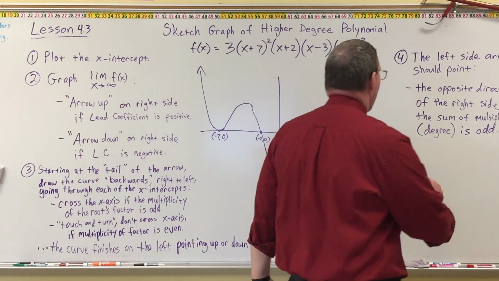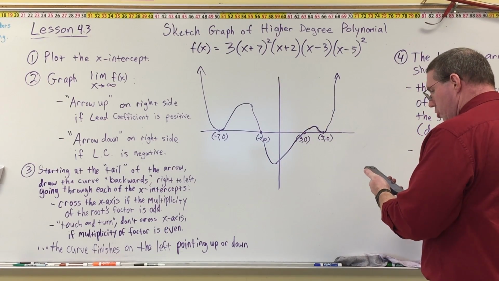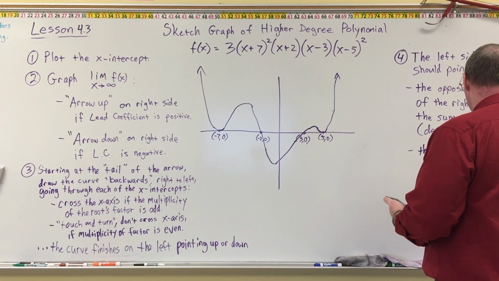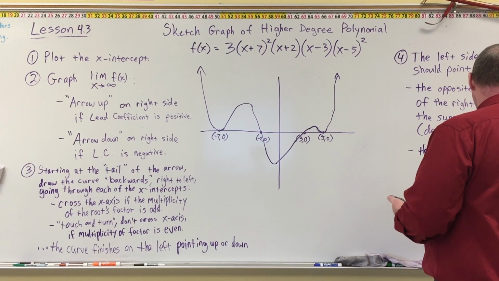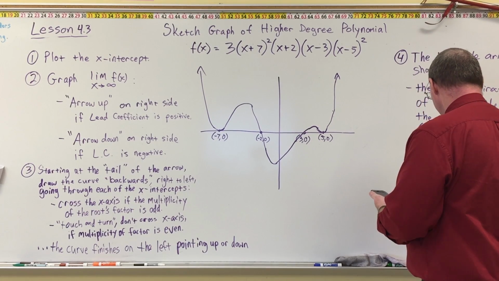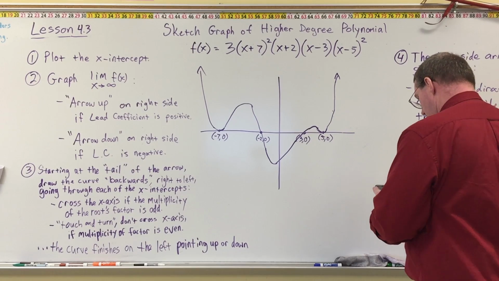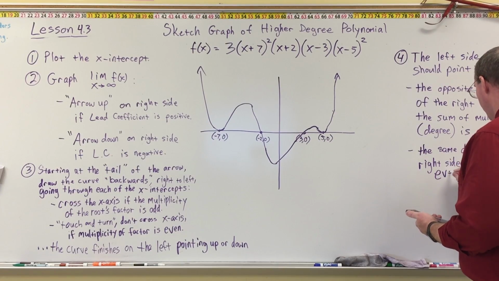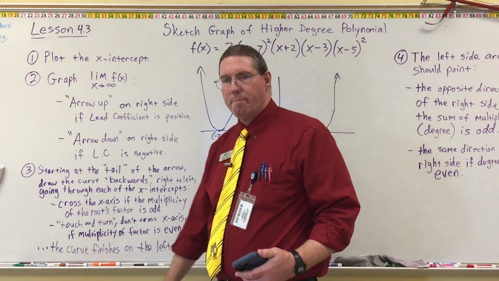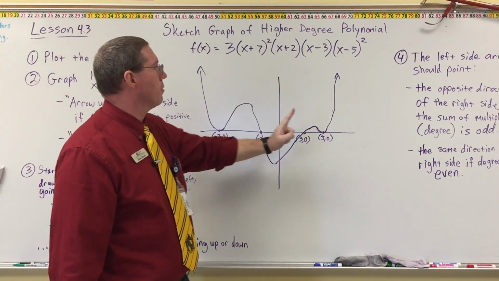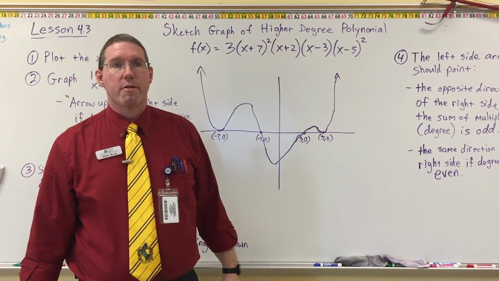All right. The left side arrow should point the same direction as the right side if the degree is even. Okay? And in this case it is. It's even. So the left side arrow is pointing in the same direction as the right side.